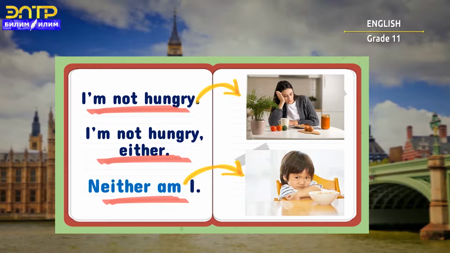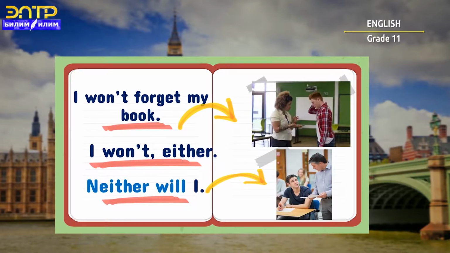So, to agree with the first negative sentence, I am not hungry, he can say, neither am I. Look at this boy here. He has forgotten his book, and he promises his teacher saying, I won't forget my book again. This boy makes the same promise. I won't either. Or he can say, neither will I, to express his agreement with the first negative sentence. I won't forget my book again.